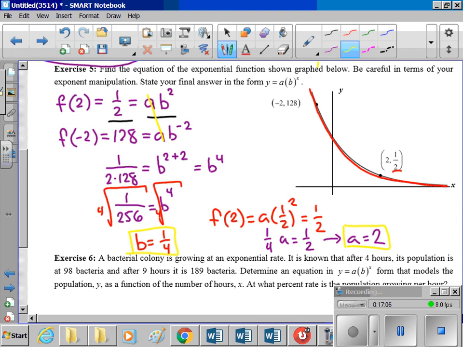And now I can label, which is such an important step whenever we graph. This person did not label very carefully, so we had to do their work for them. We can get f of x equals 2 times 1/4 to the x.